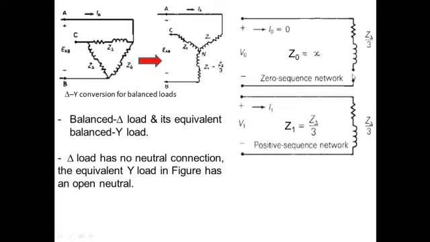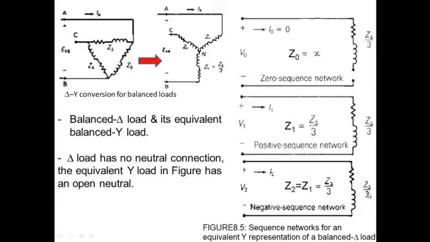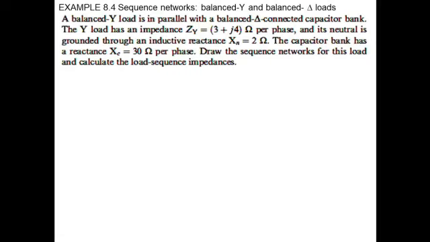Similarly, for the positive sequence, we change the delta and divide it by 3. And for the negative sequence, we use the same circuit and divide it by 3. If we want to remove this open circuit, we have to use a solidly grounded inductive component. We add some inductive component to remove this. And this is a very simple numerical and almost the end of today's lecture.